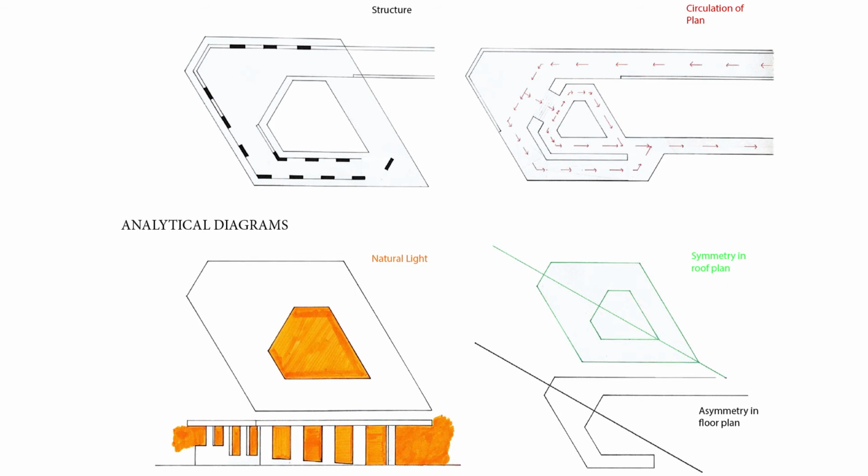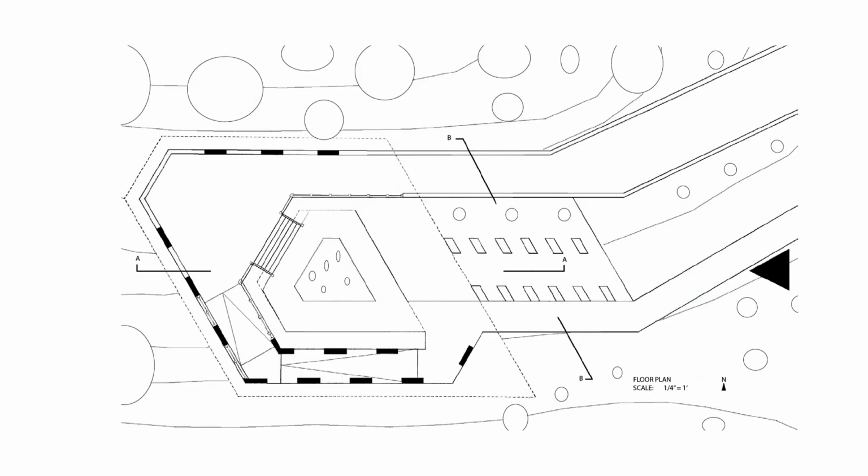And then I wanted to show you guys how I kind of switch it up with the symmetry in the plan of the roof, and then the asymmetrical phase of the floor plan, how those two kind of coexist in a way. Here's my floor plan. It kind of gives you a true idea of where the reflection space sits.